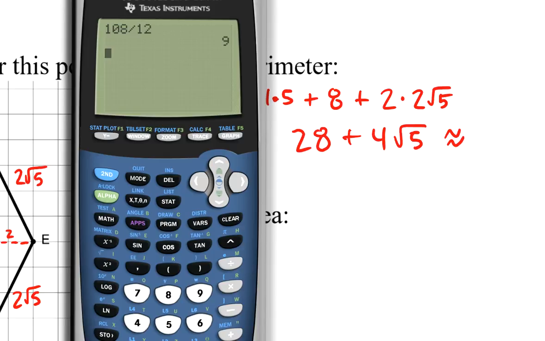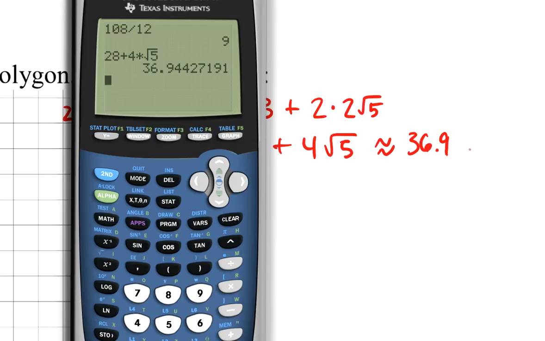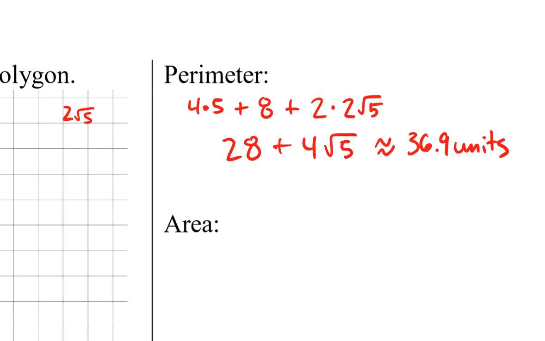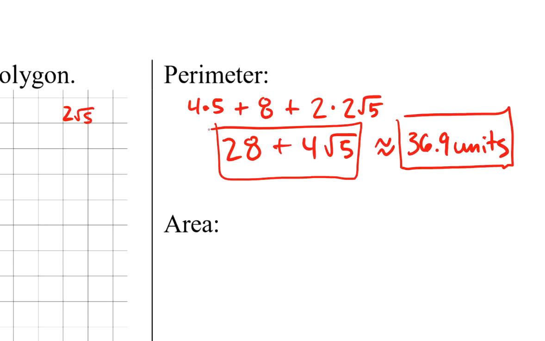So let me turn on the calculator and go 28 plus 4 times the square root of the number 5. So there we go. I've got 28 plus 4 root 5, and when I press enter, I'm getting that this should be about 36.9. So about 36.9. And again, there's no indication of what these units are, but I will put that it's units, right? 36.9 units is the length of the perimeter. That's the approximation, and this is the exact answer. Both of them are units.